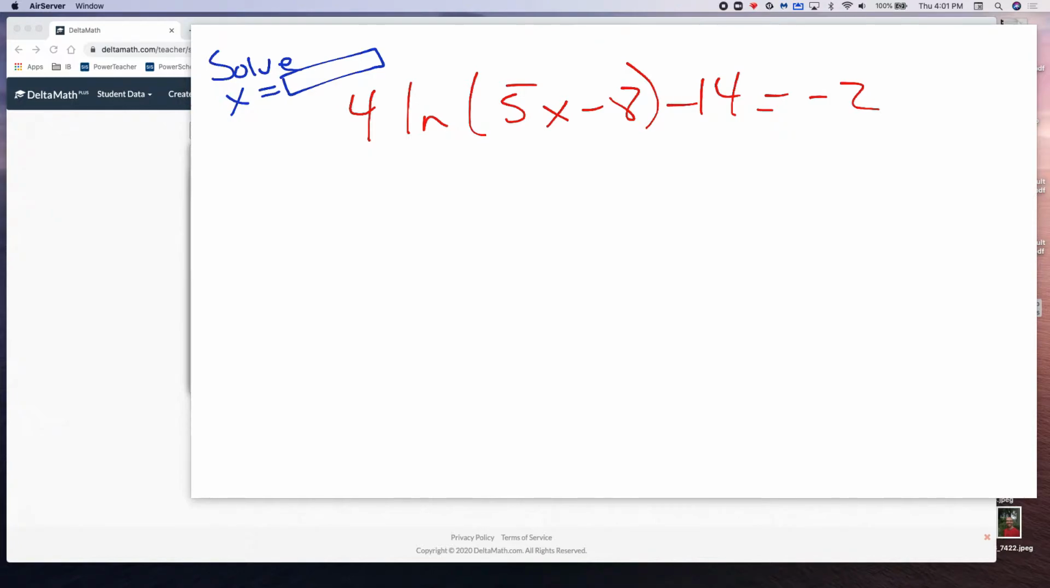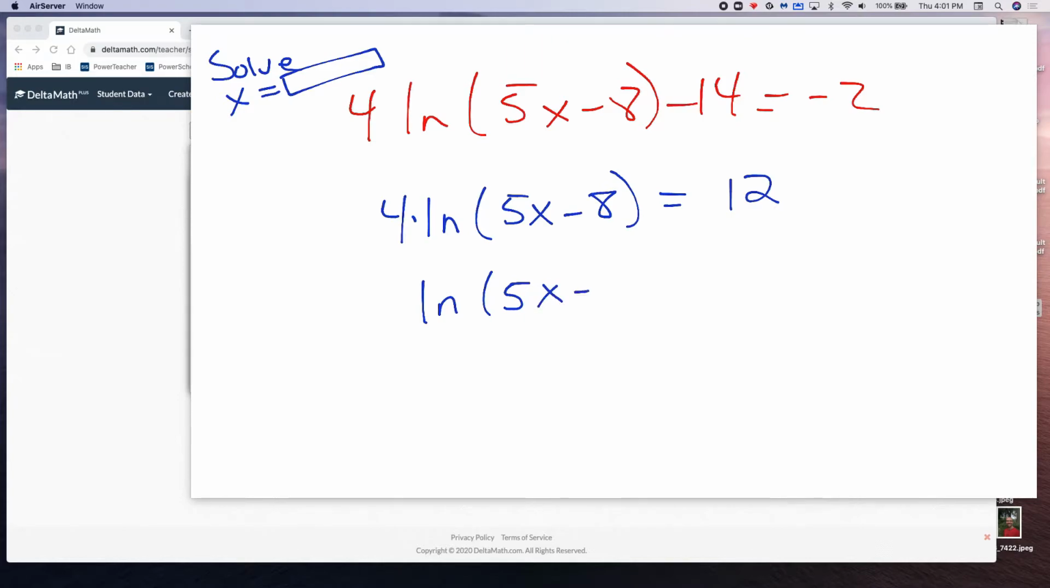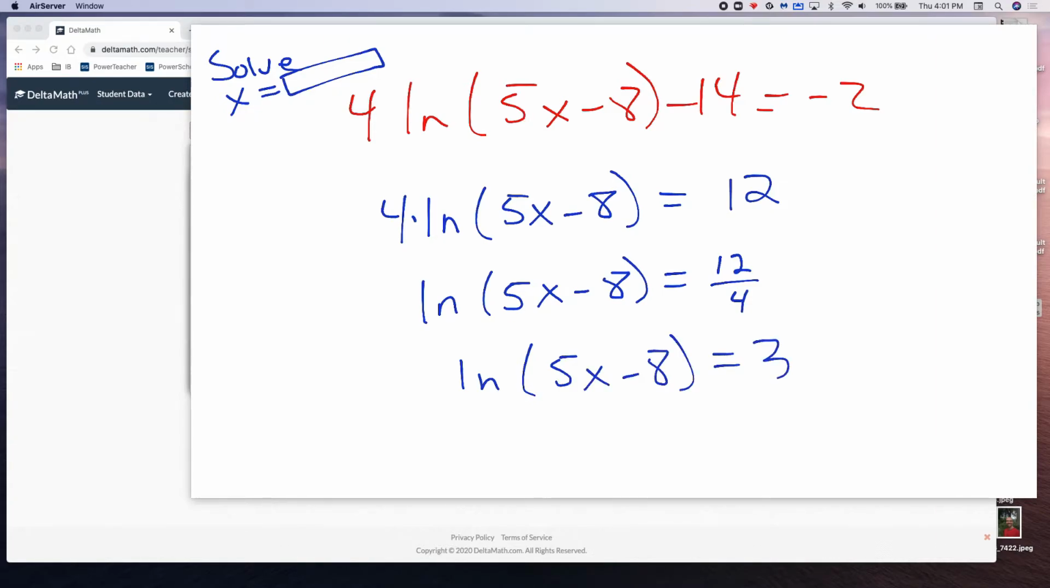So the first thing we're going to do is add 14 to both sides. If we do that, we end up with 12 over there. Next thing we do is we got to get rid of that multiplication by 4. The opposite of multiplication is division. So we're going to divide both sides by 4. You should know that that's equal to 3. So the natural log of 5x minus 8 is equal to 3.